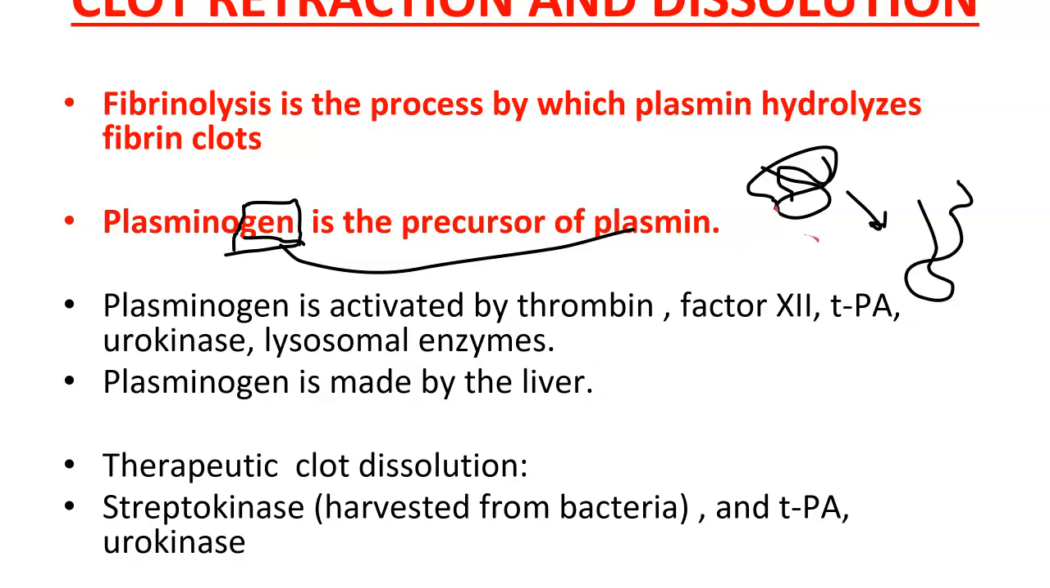So plasminogen is the precursor, the same protein that has to be refolded, maybe cleaved, modified a little bit so that it turns into the working protein. So what it's circulating is the non-working version, so that when we need it, the body can just turn it into the working version quickly. Plasminogen is activated by factor 12 and urokinase, lysosomal enzymes. Plasminogen is made by the liver. Most of these proteins are made by the liver.